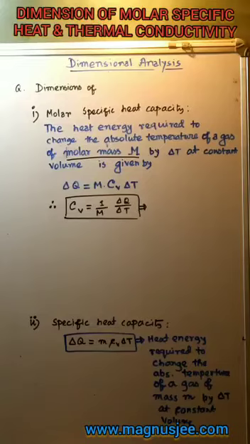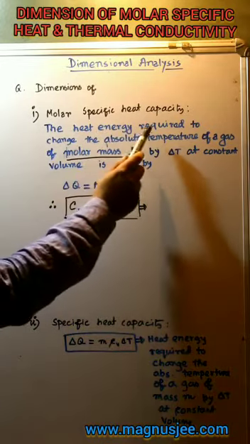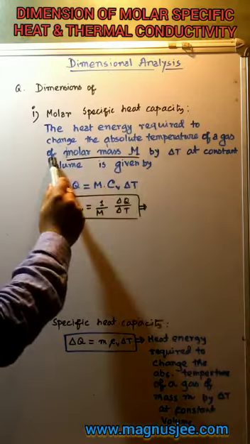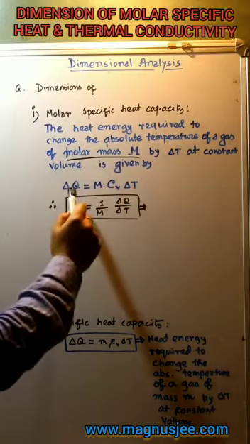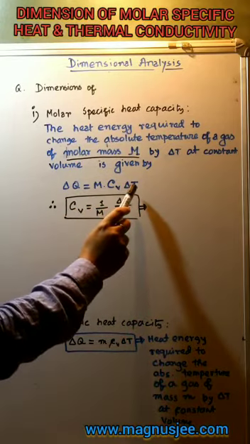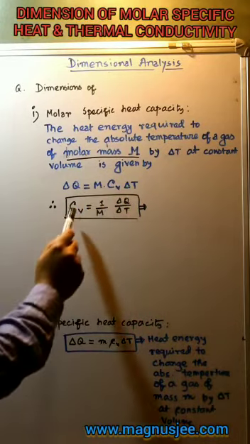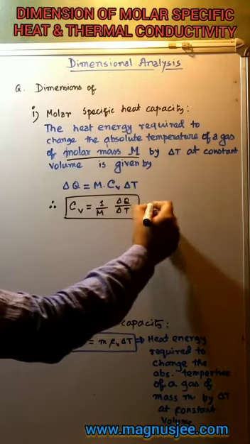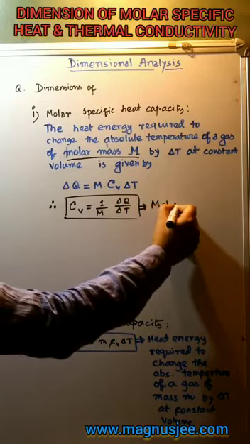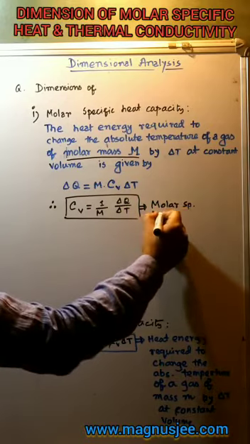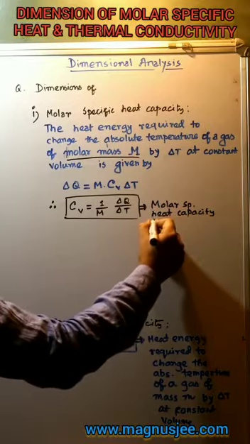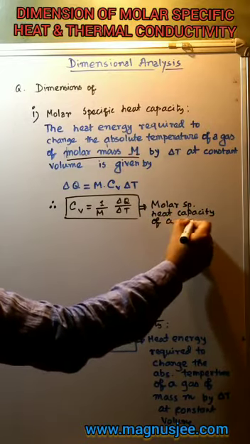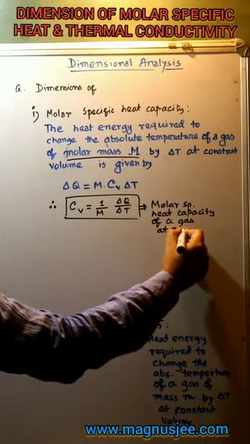We have to find the dimensions of molar specific heat capacity. The expression of heat energy required to change the absolute temperature of a gas of molar mass m by delta T amount at constant volume is given by delta Q equal m CV delta T, and it is denoted by capital CV. So capital CV is the molar specific heat capacity of the gas at constant volume.